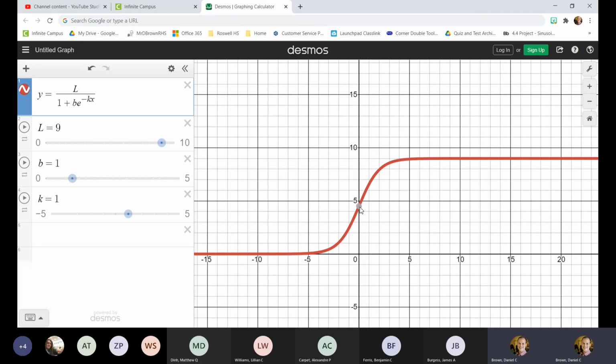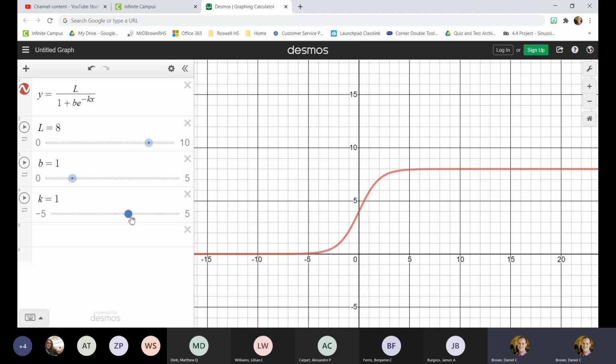I do want you to look at that point of inflection. That point of inflection will always be halfway between the two asymptotes. Basically that lower asymptote is 0, that top asymptote is L. You can see that as L changes, that point of inflection is always at the halfway point between the two of them.